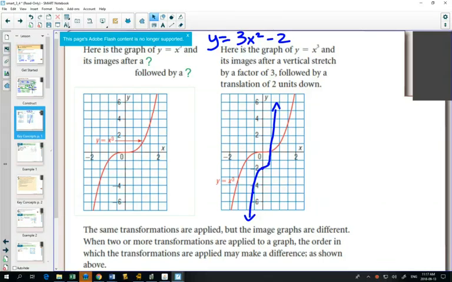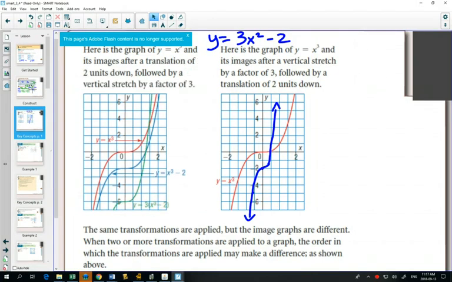If you did it in a different order, if you moved it down 2 first, and then did your stretch of 3, oh, that one shows up. The green final graph, can you see that it's different than the other graph? So if I wanted to graph the blue one, I would have to do it in the right order. And this one would be wrong. In fact, they show the equation of what this actually is if you did the translation of 2 down first, I'll make it bigger here so you can see it.